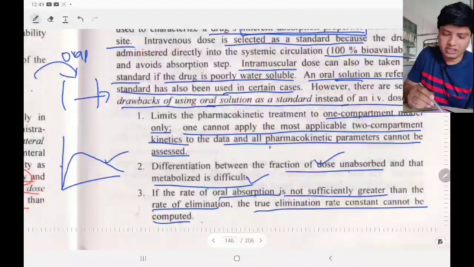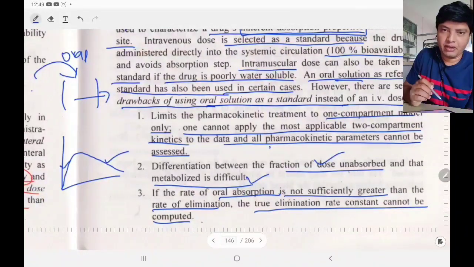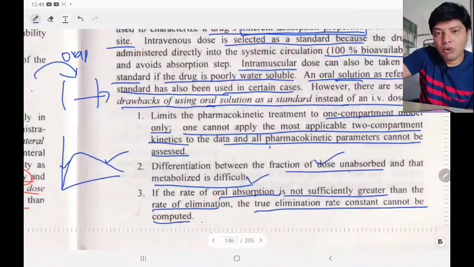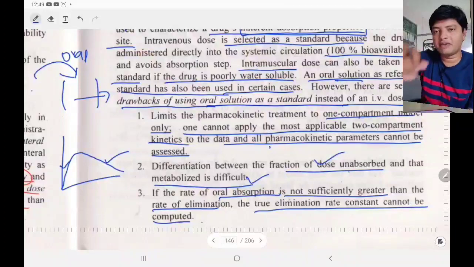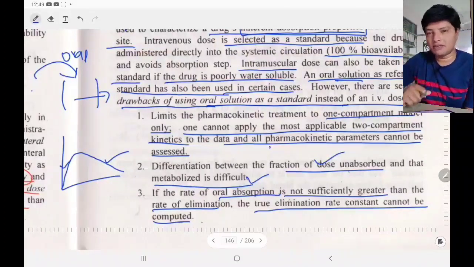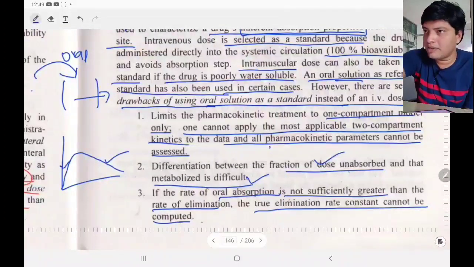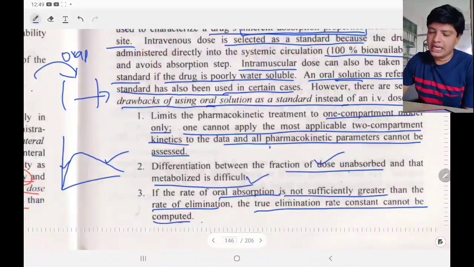This is the elimination phase, this is the absorption phase. If the elimination phase is more than the absorption phase, let us say for some drug, what happens? As soon as the drug is absorbed, it will get eliminated.